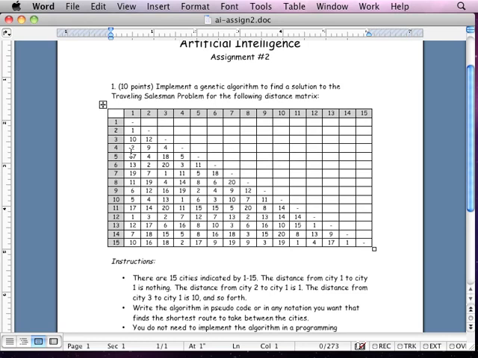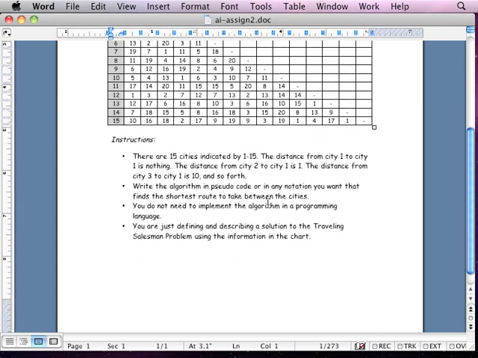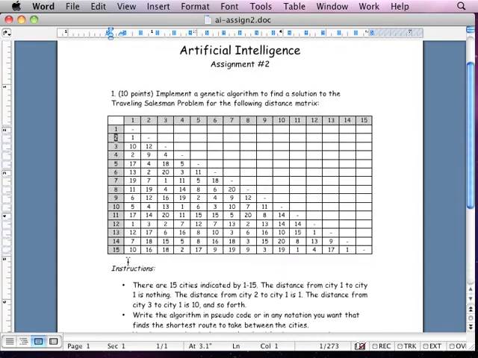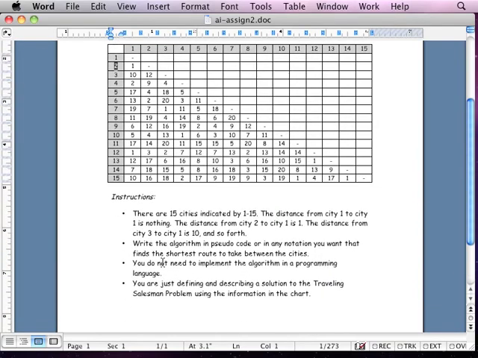So it's a 15 by 15 grid showing the distances between city 1 and city 1, city 2 and city 1, city 3 and city 1. So city 2 here and city 1 is 1. If you look at the instructions on the bottom, it says there's 15 cities, 1 through 15. The distance from city 1 to city 1 is 0 because you're in city 1. If you're in city 1 and you're going to travel to city 1, you're not going anywhere. The distance between city 2 and city 1 is 1, and the distance between city 3 and city 1 is 10.